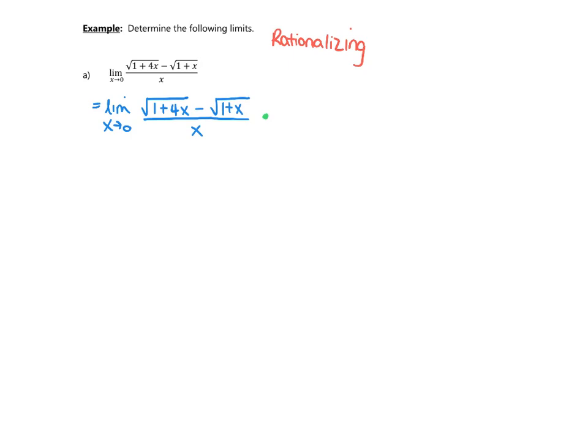The conjugate of the top is root 1 plus 4x plus root 1 plus x. And of course, in order to multiply that, I have to multiply both the top and the bottom by that. So that really I'm just multiplying by 1. And then I need to do a little bit of simplifying, okay?